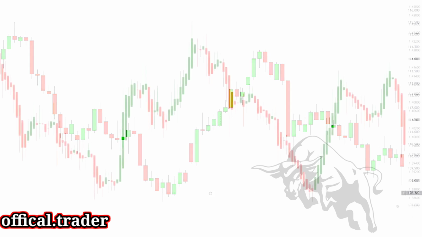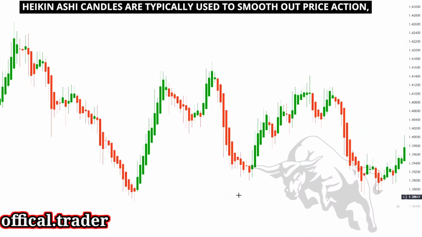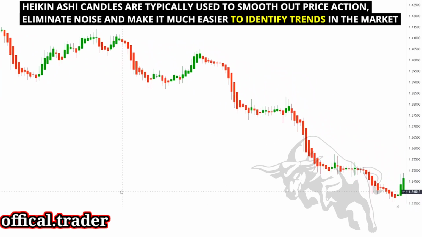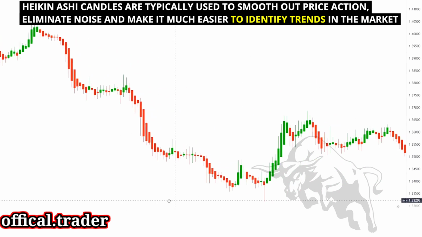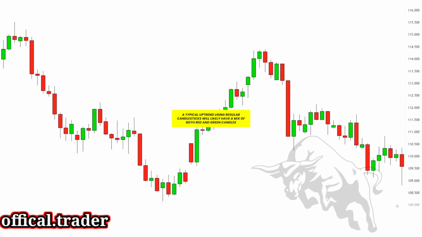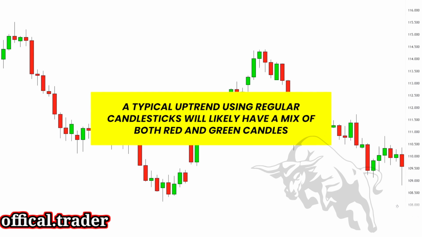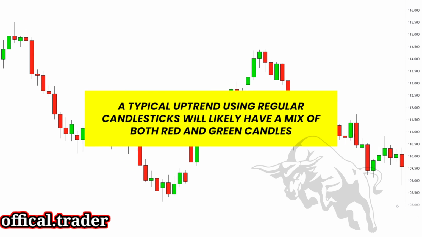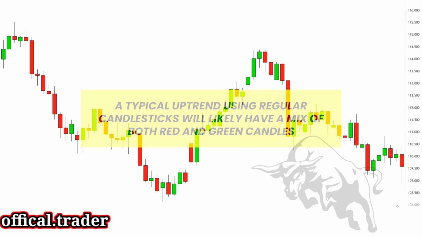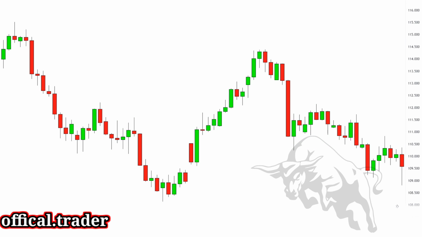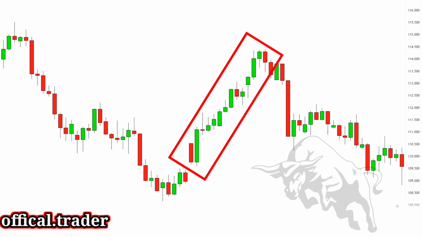Heikin Ashi candles are typically used to smooth out price action, eliminate noise, and make it much easier to identify trends in the market. A typical uptrend using regular candlesticks will likely have a mix of both red and green candles. For example, looking at this chart, at this point in time we're in a short-term uptrend.